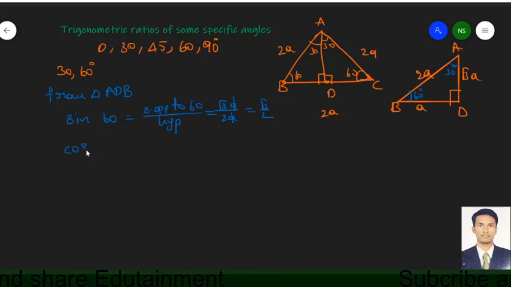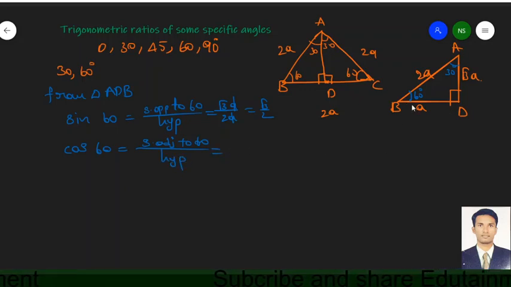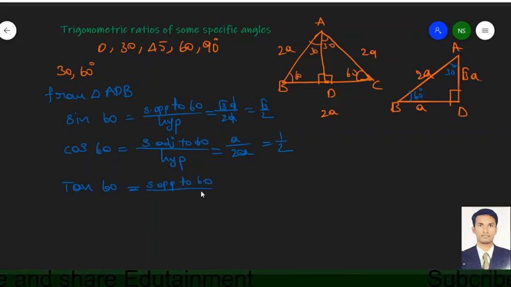In the same way, from the same triangle we can find cos 60 also. Side adjacent to 60 degrees divided by hypotenuse. The side adjacent to 60 is BD with length A, divided by 2A, so we will get 1 by 2. In the same manner, we can find tan 60 also, as sin 60 by cos 60, or else as side opposite to 60 by side adjacent to 60. Any formula you can use.